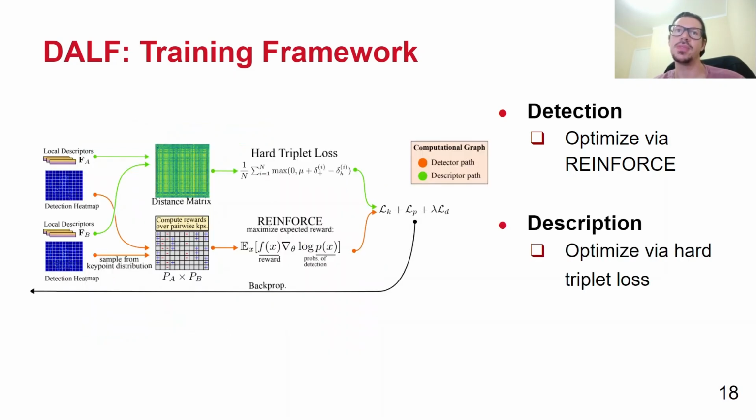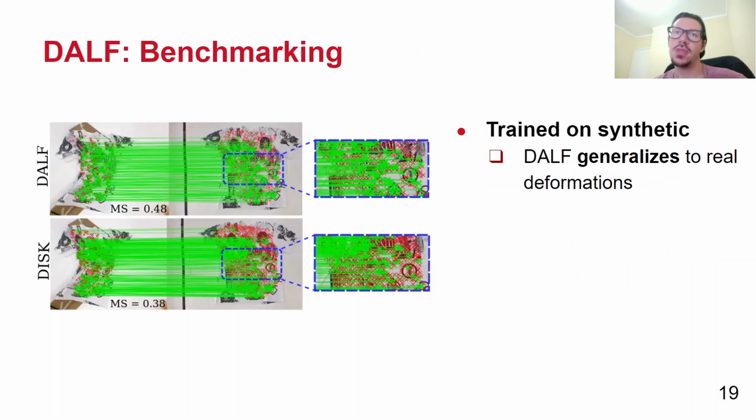Finally, key points and descriptors are optimized jointly. For the detection branch, policy gradient is used to optimize the detection heat map. For the descriptor branch, the descriptor space is optimized using the hard triplet loss. Although the loss objectives are different, the heat map and descriptor optimizations interact with each other via the reward function, which depends upon description. Although DOLF was only trained using synthetic deformations, we show that it displays significant generalization to real deformations, as we will show on the next slides.